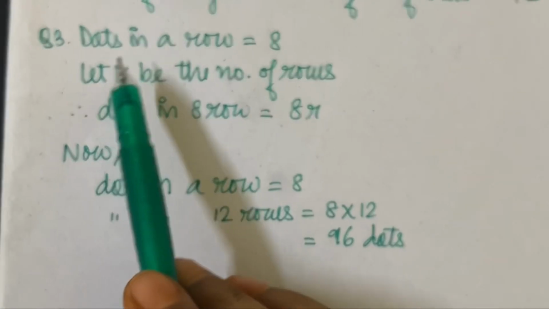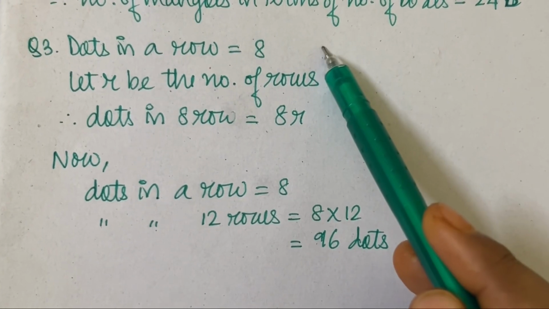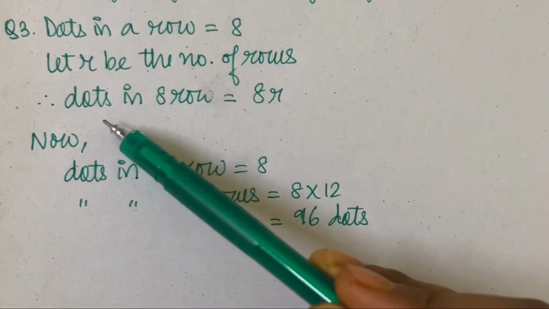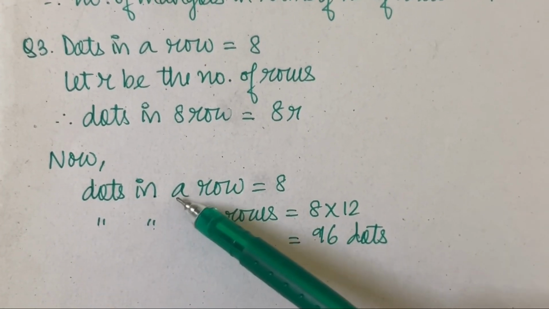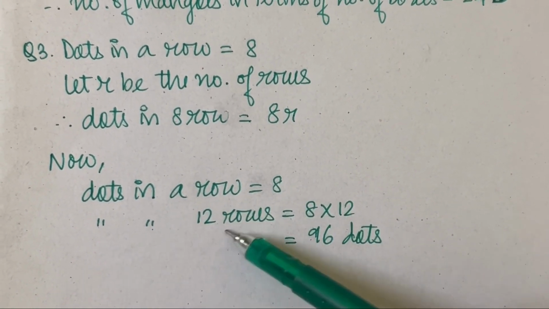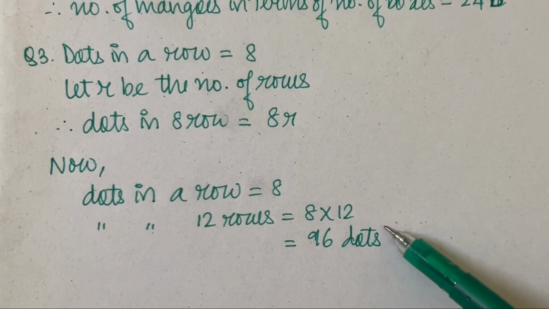dots. See here, dots in a row is 8, r is the number of rows, and dots in r rows will be 8r. For the second part, dots in a row is 8 and dots in 12 rows will be 8 into 12, that is 96 dots.